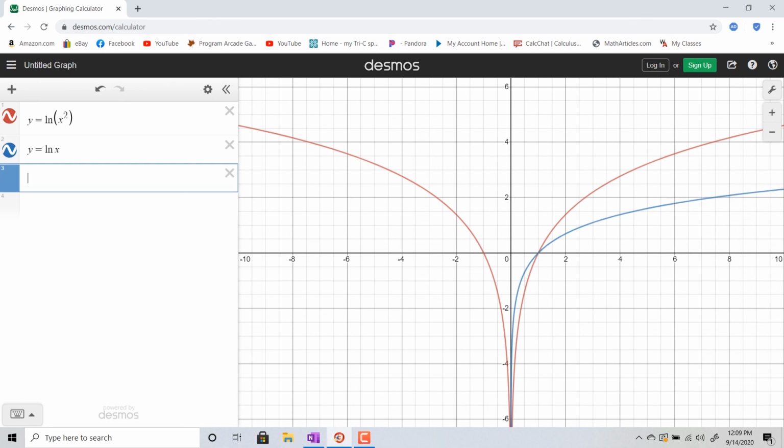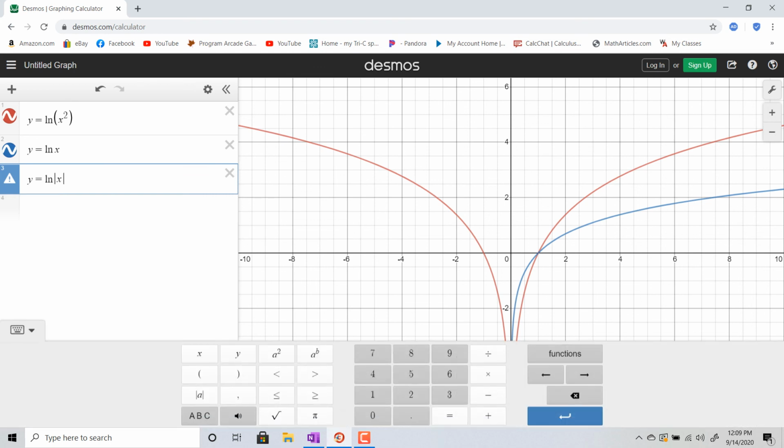Let's look at the ln of absolute value x. Okay, so the ln of absolute value x, and it's giving me an error. Use parentheses around the argument. Well, I want the absolute value. Okay, buddy. Let's see if they want the absolute value x. Maybe they'll be happier now.